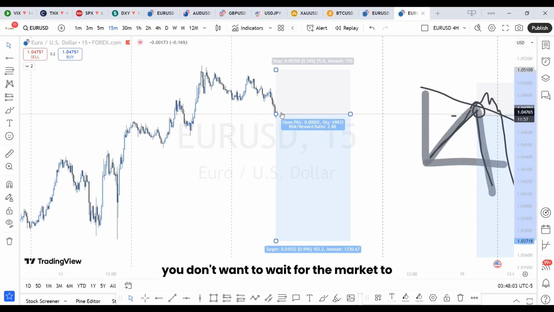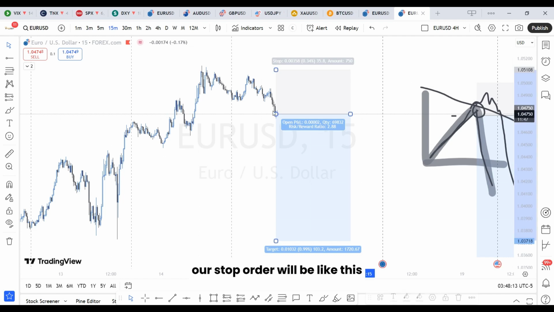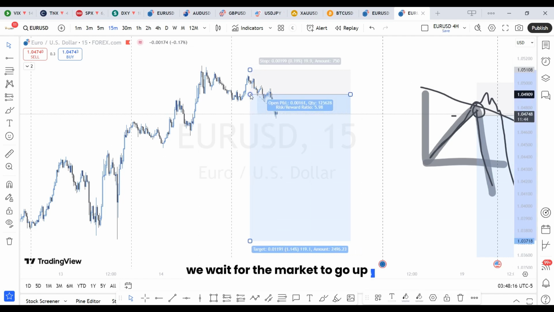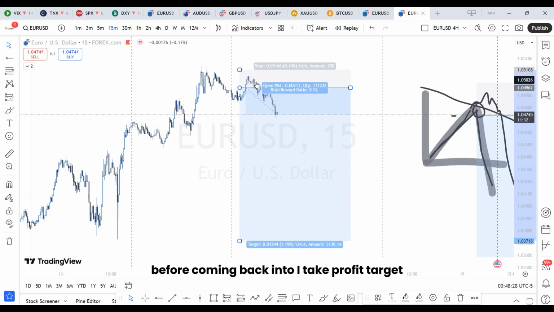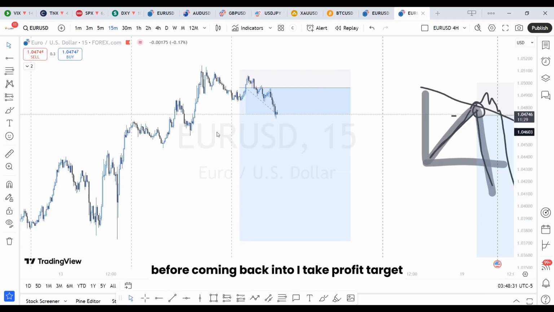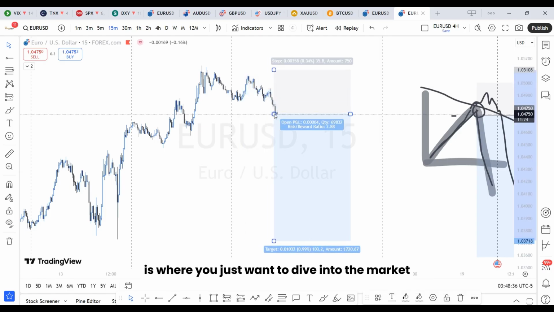You don't want to wait for the market to either ride to a particular place first before coming into your entry. So let's say if we were to trade a stop order here, our stop order would be like this. We wait for the market to go up and start coming back down into our entry. If we were to trade a limit order, our limit order will be like this. We set the order, the market has to go into the order first before coming back into our take profit target. But for an instant order, where the market is currently is where you just want to dive into the market and place the trade.